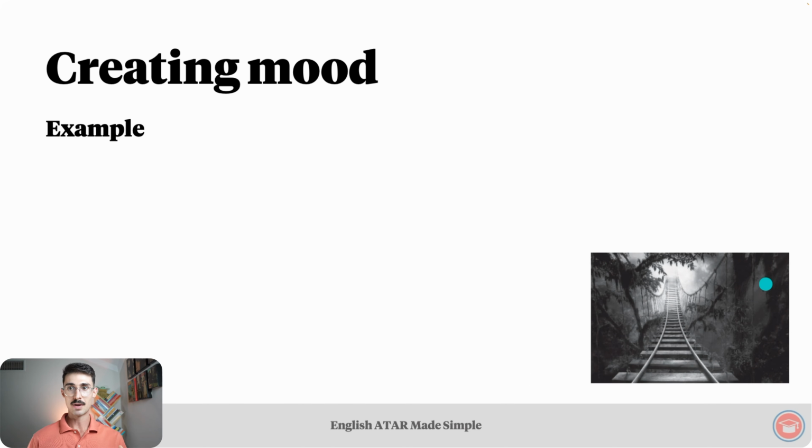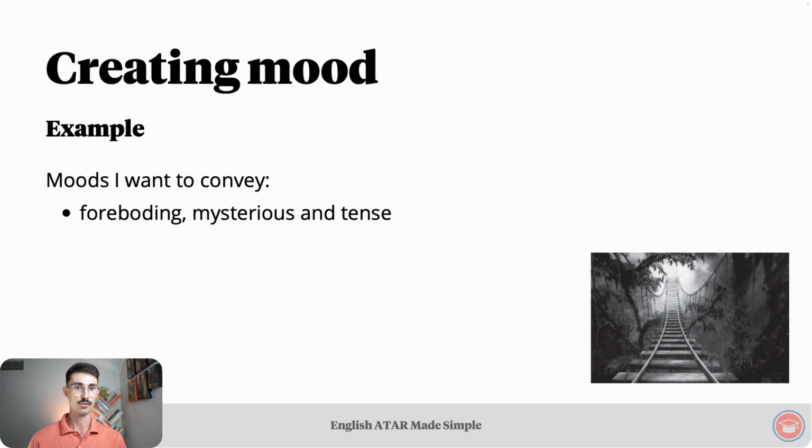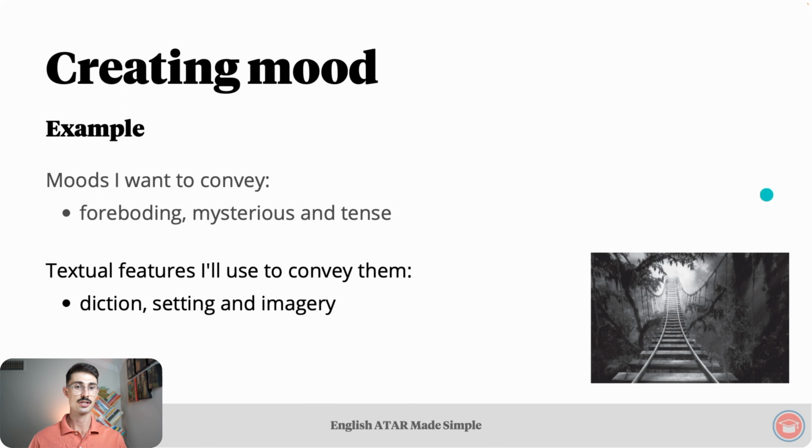So, part of my plan for this question could look like this. Moods I want to convey: foreboding, mysterious, and tense. And it states the textual features I'll use to convey them, which are diction, setting, and imagery. Once again, don't worry if you're unsure what this might look like in an actual composing section response. Module 5 will show you all of that.